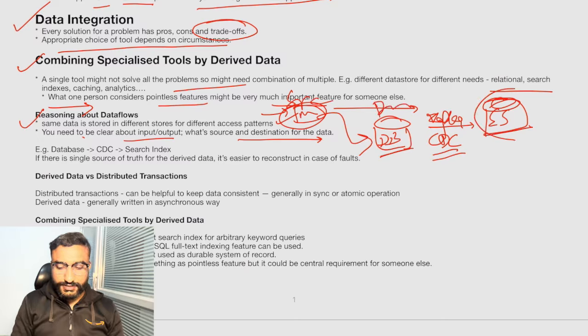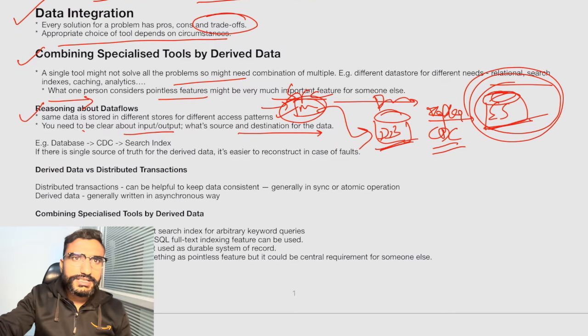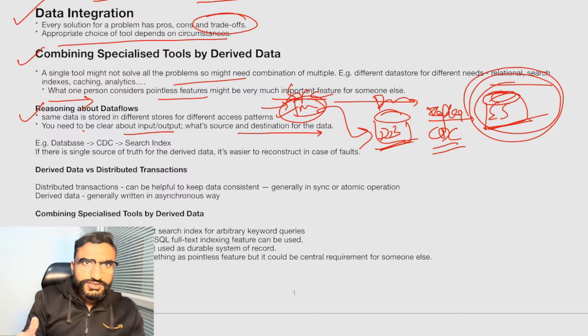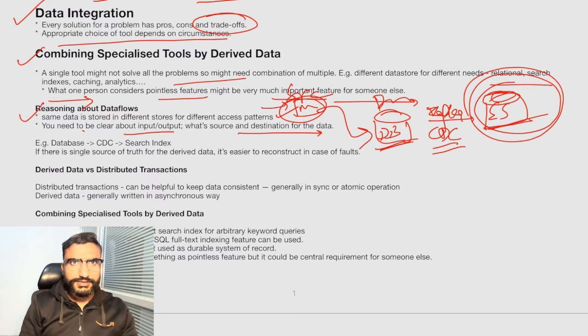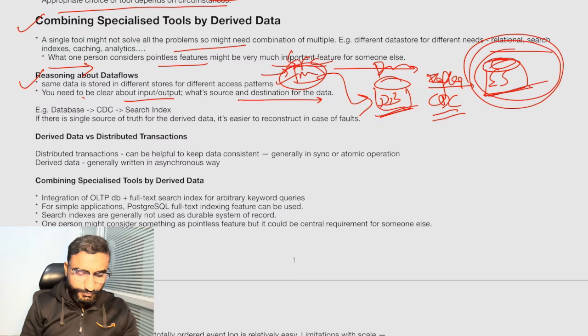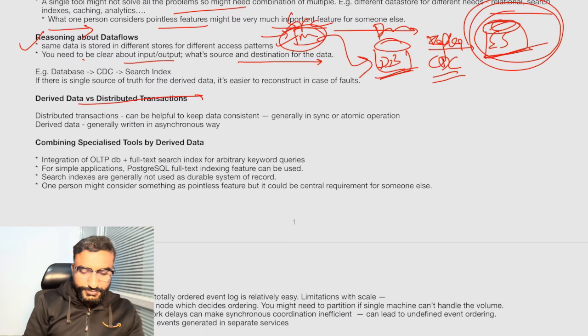But for the Elasticsearch cluster, the data is moved via CDC. So the source is the relational database and the destination is the Elasticsearch cluster. You have to be clear about what the source and destination of the data are, and whether it is derived data or first-class data. Depending on that, you store it. Derived data versus distributed transactions. Distributed transactions are helpful to keep the data consistent.